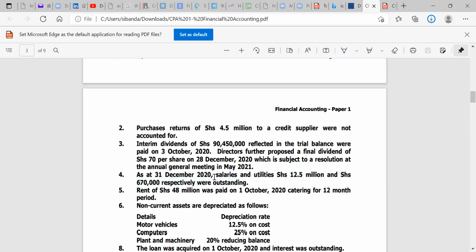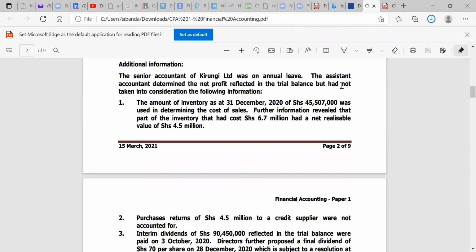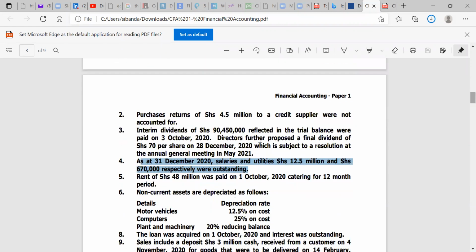So we have salaries and utilities. Maybe this could be last, and then once I've done the salaries and utilities, then you can easily think about this. So salaries and utilities, 12.5 and 670 respectively, were outstanding. Now I want to ask you a very small question here, and you're going to respond as well. If these salaries and utilities were not considered, because this question was saying had not taken into consideration, and we are saying that when we have salaries of this kind that were not paid, that were outstanding, we are supposed to accrue for them.